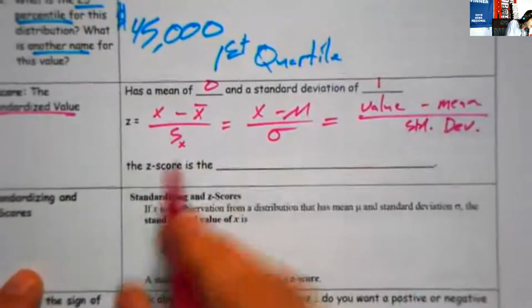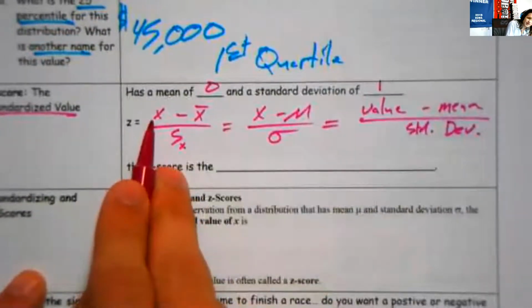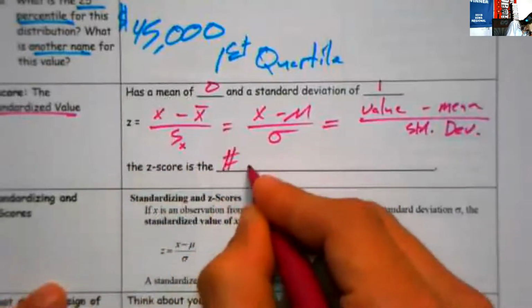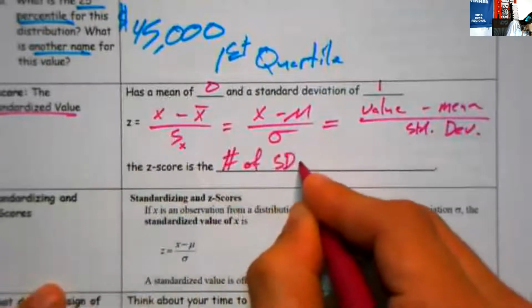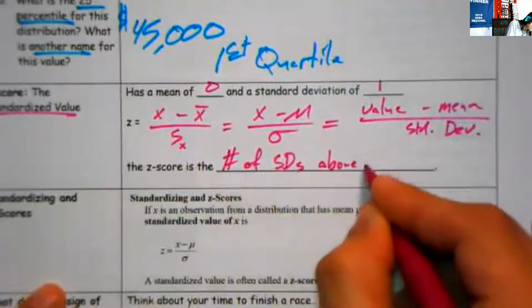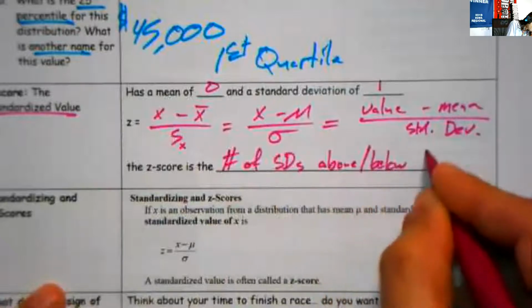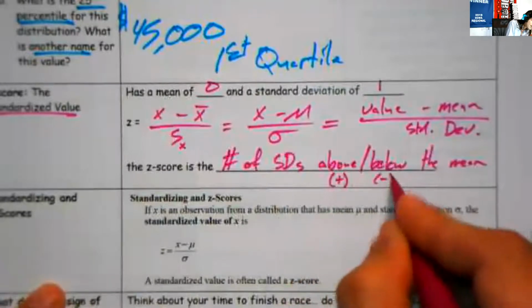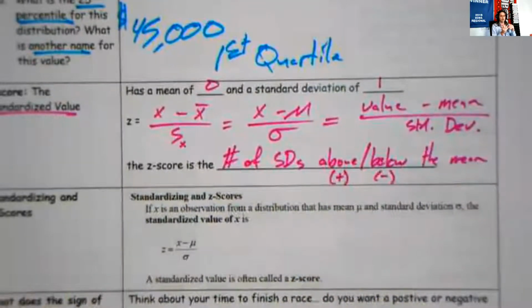What's the idea here? The z-score is saying, okay, here's our data point. We subtract the mean, we divide by the standard deviation. The z-score is the number of standard deviations above or below the mean. We can say here's its z-score. It's this many standard deviations above, or this many standard deviations below. So this is another way to talk about where something is in the distribution.